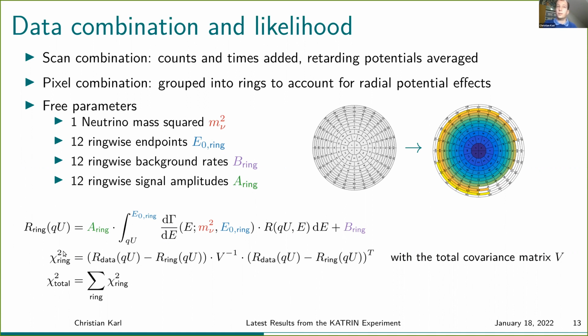To combine all of this, we use a simple chi-square, at least for the second measurement campaign, for each ring, with a covariance matrix in between, and we sum everything up in a total chi-square by adding over the chi-squares in each ring.